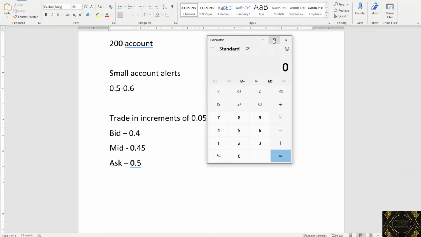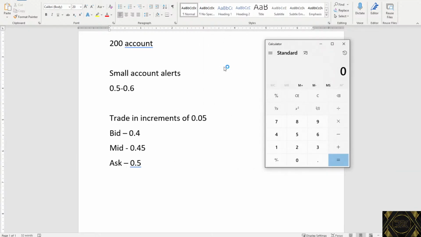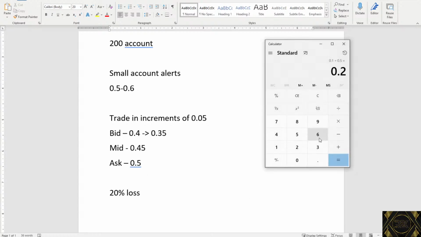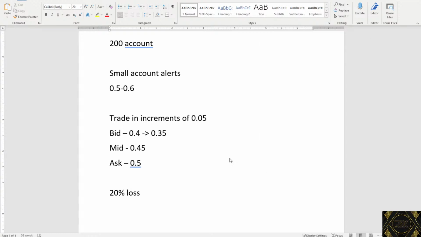So let's just put that into perspective. Obviously, that's 1 over 5. So just to demonstrate how this calculation works, 0.5, obviously we know it's 20%. So there's a 20% loss. Now, remember this is considering that the stock didn't move at all. Let's say it moves and the bid goes down to 0.35. Now you're taking a $15 loss, and if we put that into perspective, that's a 30% loss now. So you can see how your loss can build up.